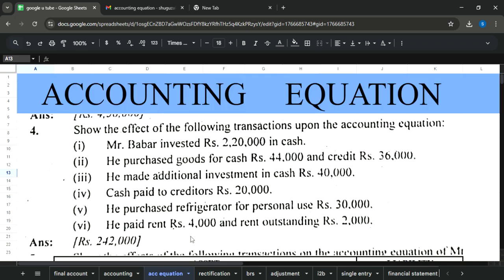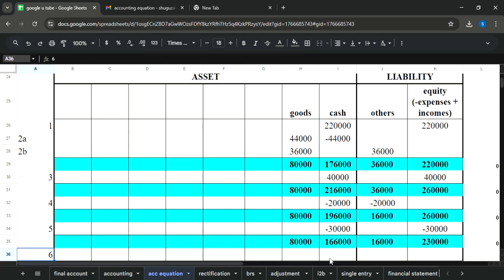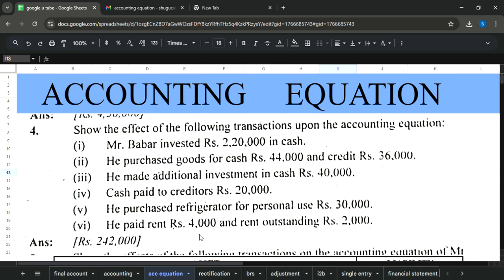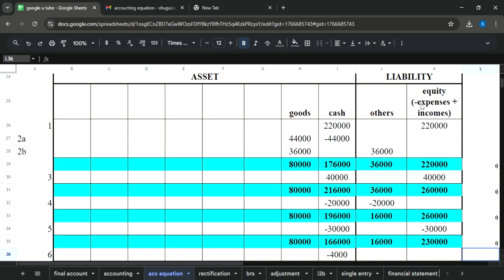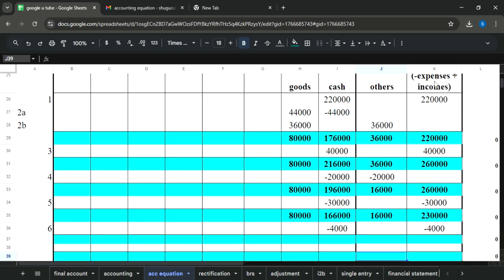He paid rent. Now look here, there are 2 entries, so we will make it half. He paid rent of 4,000. When he pays rent, cash will go out, cash will decrease. You will mention the decrease in cash over here. How much rent had he paid? 4,000. So minus 4,000, cash decreased. And as you know, rent is an expense. The expense sign we already know is minus. So here minus 4,000 would be the amount written on the expense side.